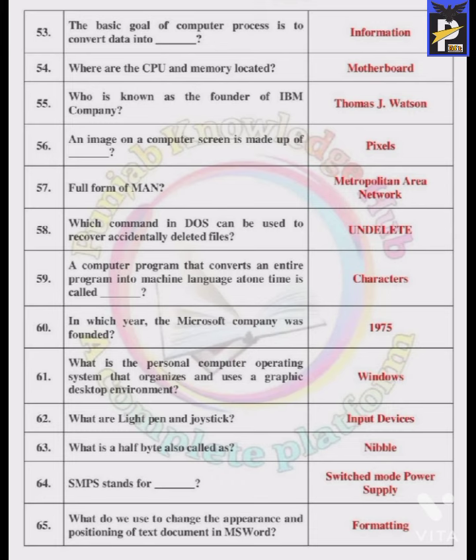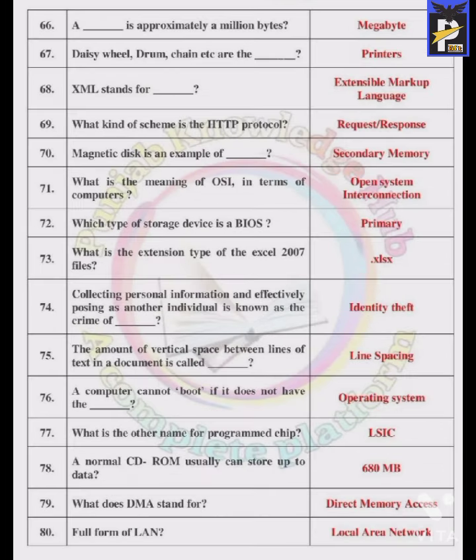What is the personal computer operating system that organizes and uses a graphic desktop environment? Windows. What are like pen and joystick? Input devices. What is a half byte also called as? Nibble. SMPS stands for? Switched mode power supply. What do we use to change the appearance and positioning of text in MS Word? Formatting. A million bytes means? Megabyte.